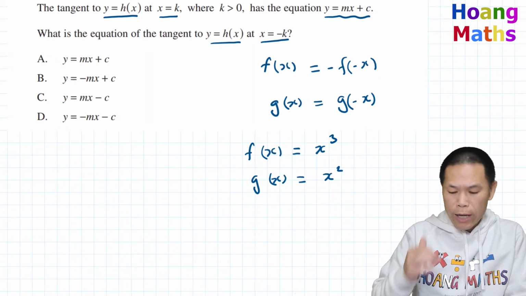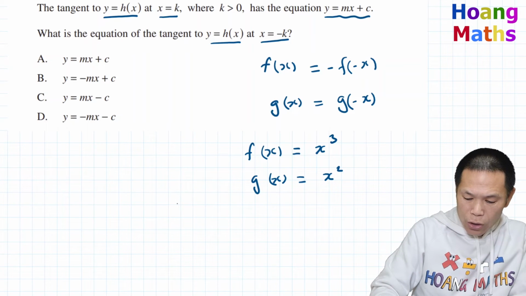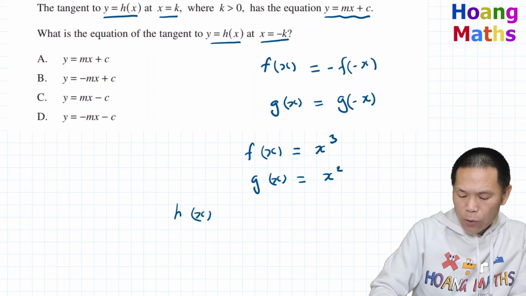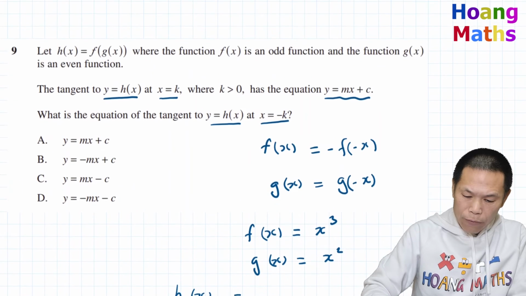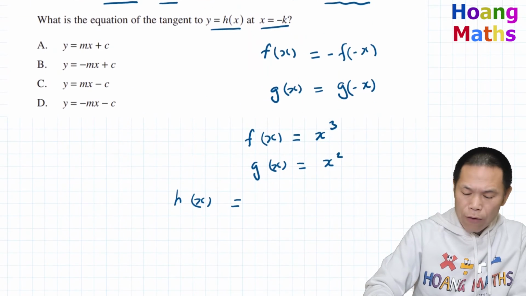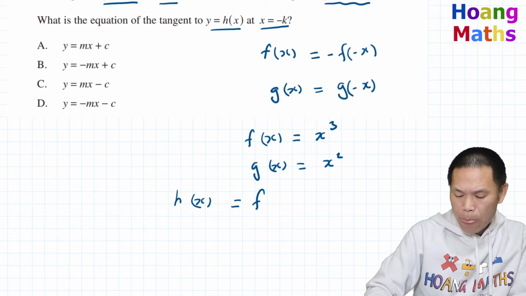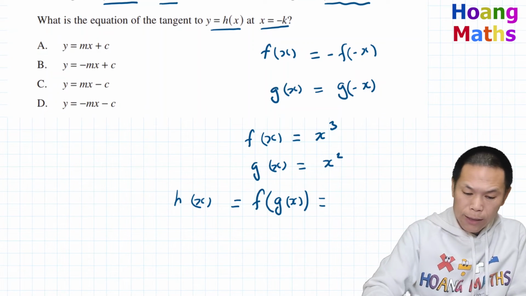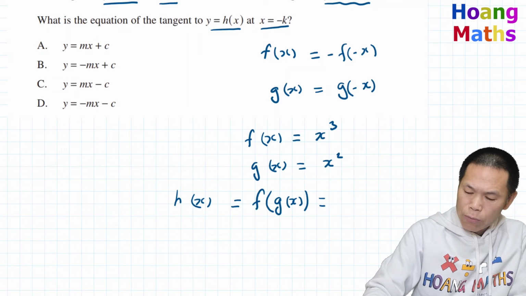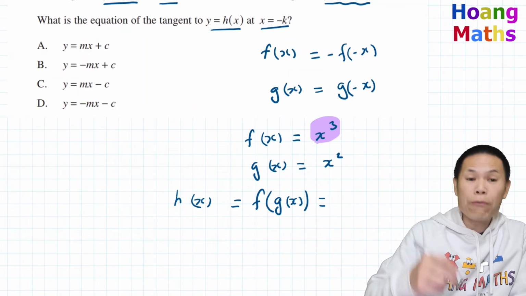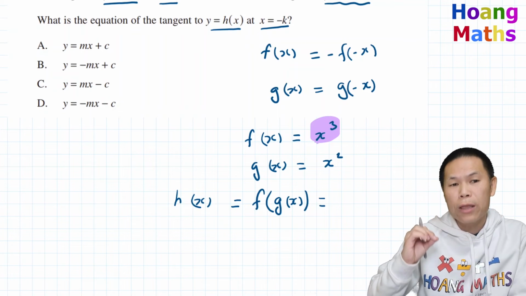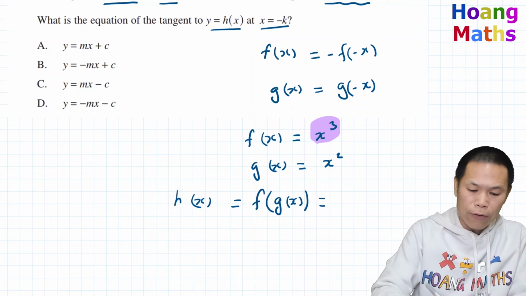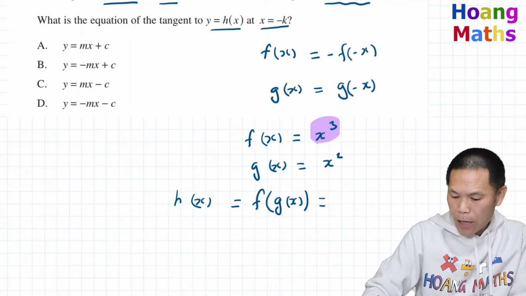So now let's work out h of x. h of x is equal to f of g of x. Therefore, we know that f of x is x to the power 3. So every time we see x, we replace it with g of x. And we know that g of x is x squared. So that becomes x squared, power 3.